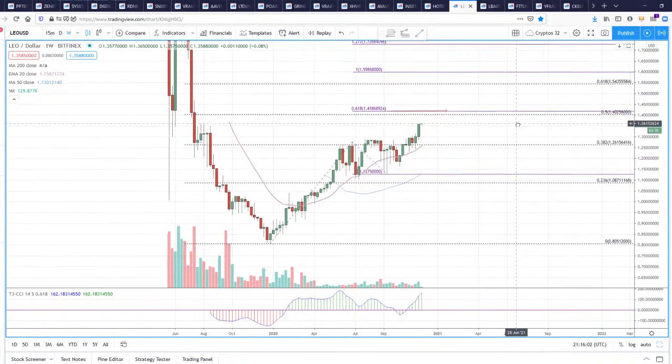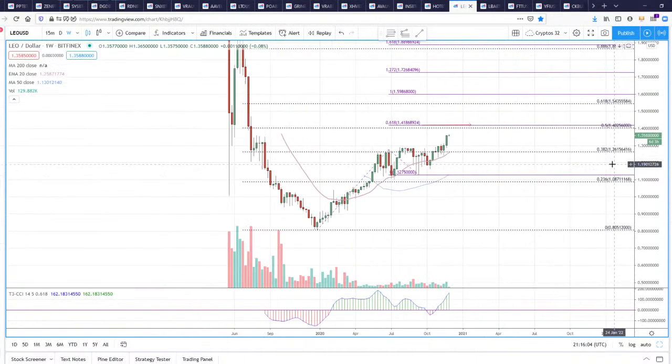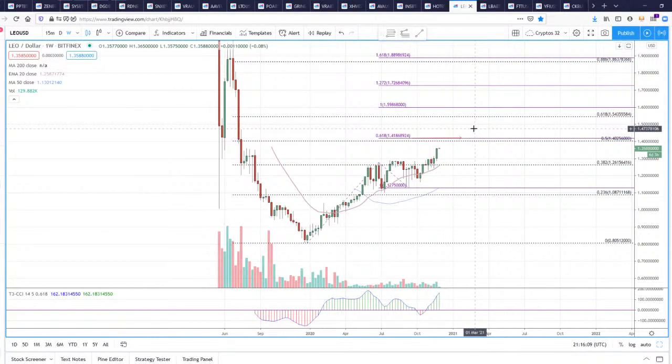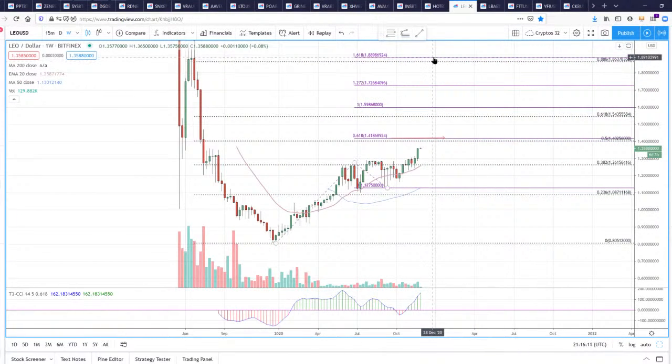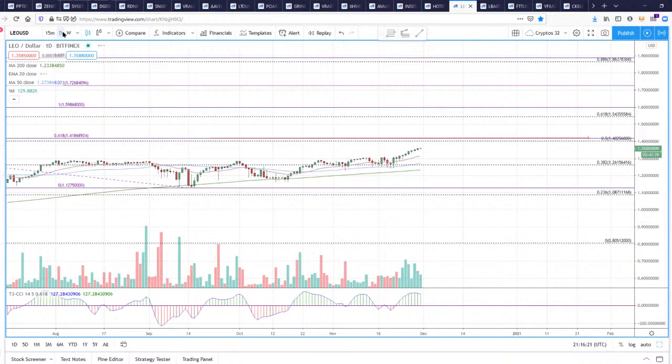1.418, just beyond that 50%. Then the equal measured move is at 1.598. And then the bullish 1.618 is at 1.898. So we have got more upside in Leo dollar on this weekly chart. And 1.418 would be the first place.